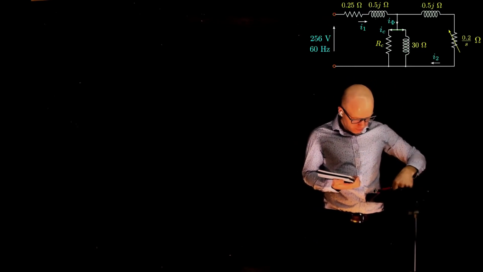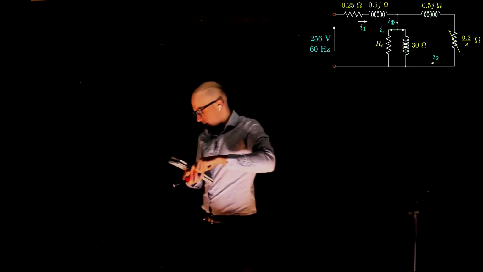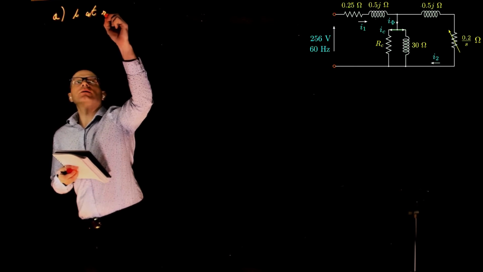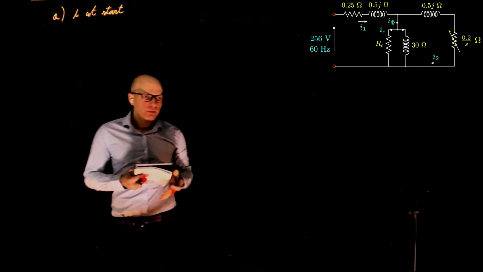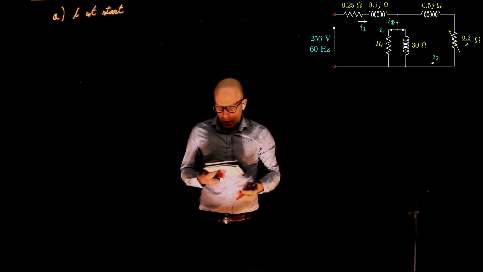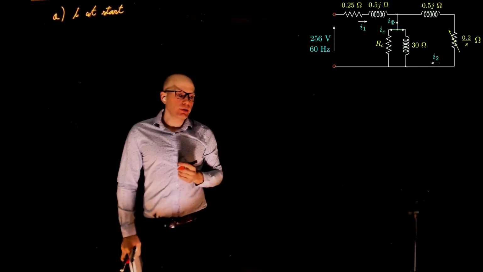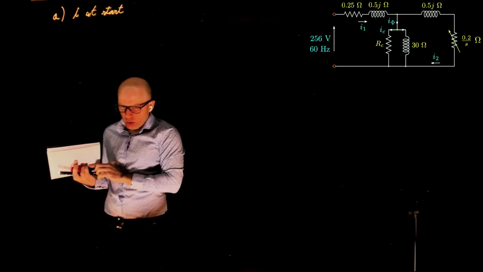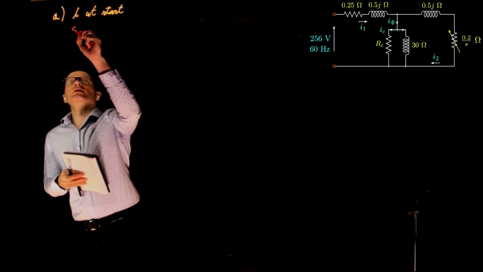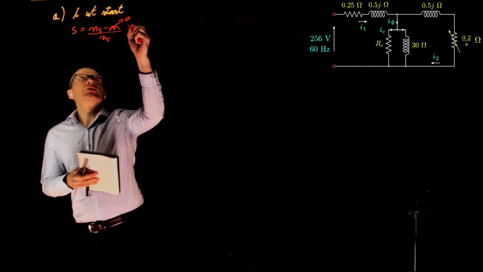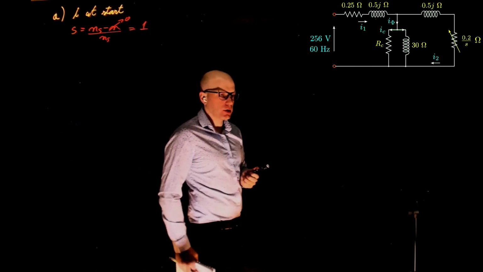Let's do the first one, the starting current. That's the exercise, the current at start. This is hard to read. So how do you do the current at start? At start, remember that the rotor speed is 0, so the slip factor will be 1. S equals ns minus n divided by ns. This goes to 0, which means that the slip factor is 1.